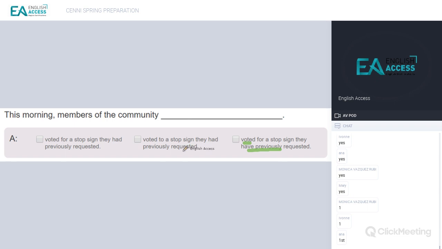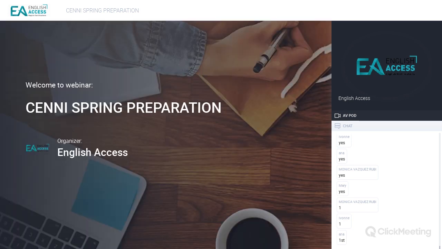This seems okay. They voted to a stop sign. The only problem in this one, it is correct, voted, and it is correct, they had. But the problem here is to a stop sign. This is not correct. To a stop, no. The correct form is they voted for a stop sign. That is the correct one, the first one. They voted for a stop sign. Okay? Very good. Let's go to the next.